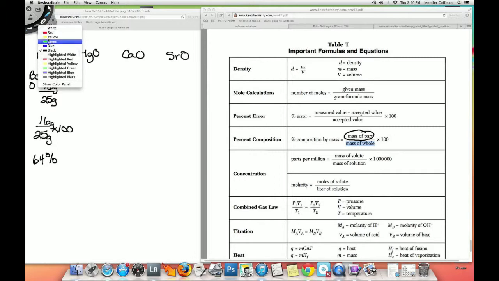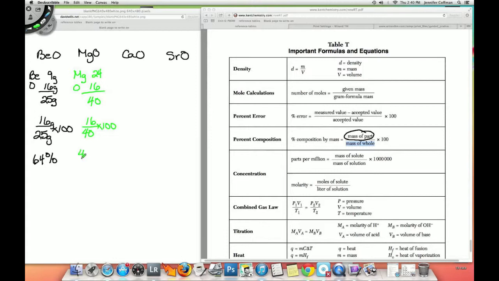Change colors just to keep it from getting all squished up. Alright, magnesium has a mass of 24. And oxygen didn't change its mass. It's still 16. So 24 plus 16 is 40. And the part we're looking for is still 16. You can see that it is not going to be as big because the denominator is much larger in this case. So 16 divided by 40 times 100, and we end up with 40% oxygen.